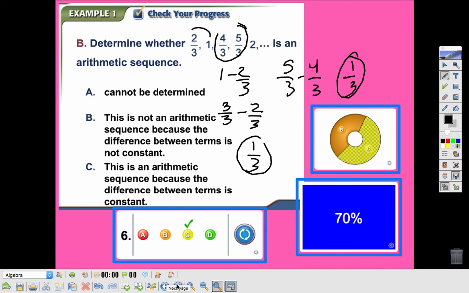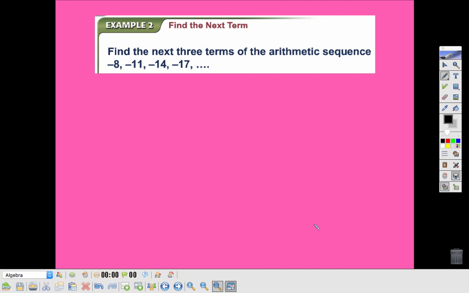Can you just put 1 or would it have to be 1/3? It would be 1/3 for the final answer. This is just asking us, is it an arithmetic function? Yes, it is. If we were saying, what's the common difference? The common difference would be 1/3.